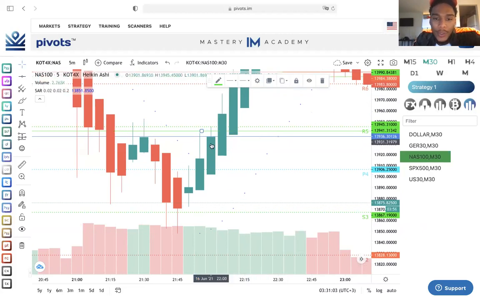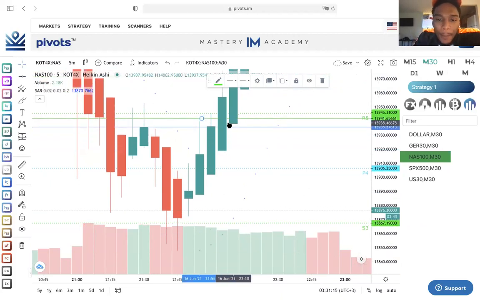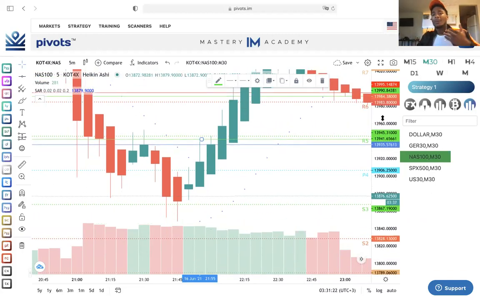So we got in on this candle right here. Yep. Well, it's at 935 for us. So yeah, I'll just say 941. So we got in right here. Did we hit take profit? TP smashed.